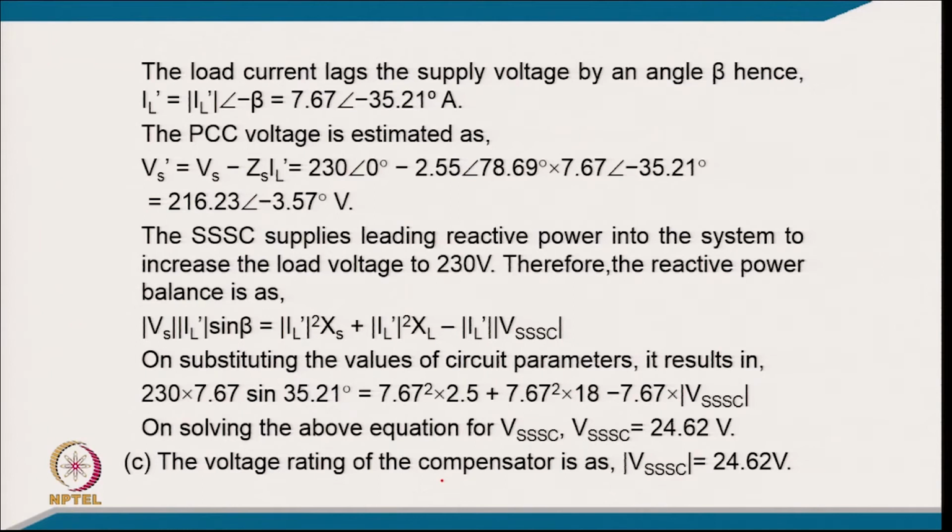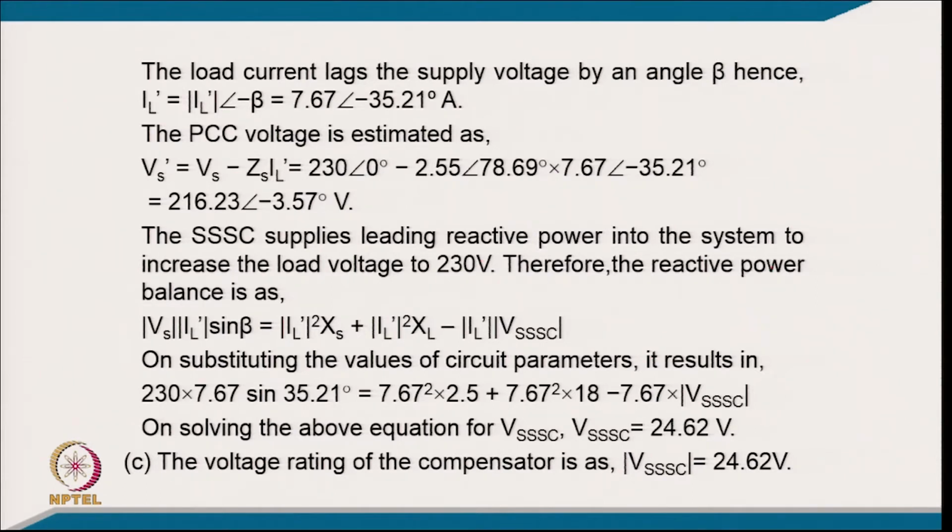So, the load current lags the supply voltage by an angle beta, that is IL equal to 7.67 at minus 35.21. The PCC voltage is estimated, that is Vs dash equal to Vs minus Zs into IL. So, putting the values we get the point of common coupling voltage as 216.23 at minus 3.57 degree volt, and the SSSC supplies leading reactive power into the system to increase the load voltage to 230. Therefore, the reactive power balance is achieved.